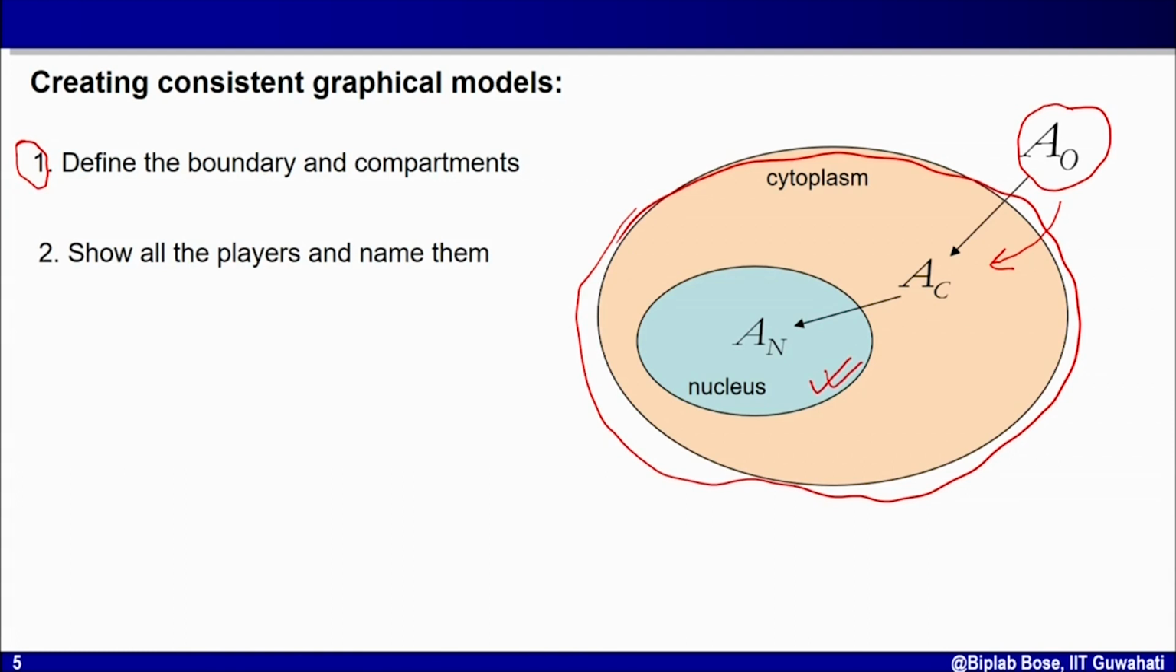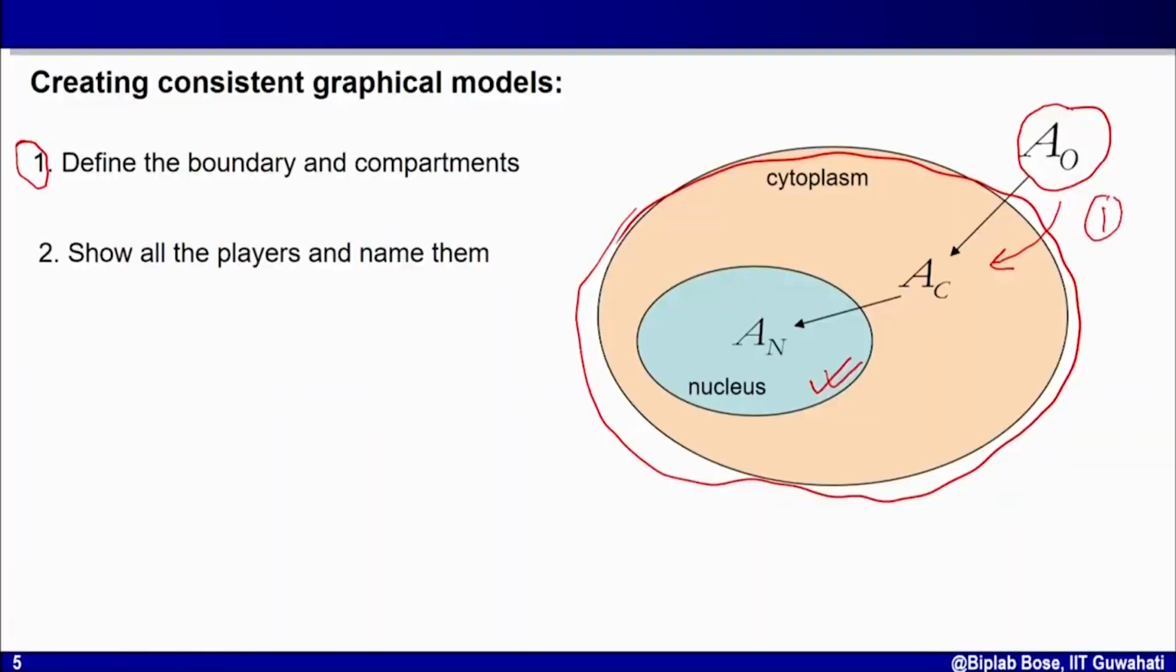So in this case, I have to show three different compartments. The first compartment is outside the cell. The second compartment is my cytoplasm. And the third compartment is the nucleus. In this particular case, I have to show the nucleus separately because the molecule is entering the nucleus from the cytoplasm.